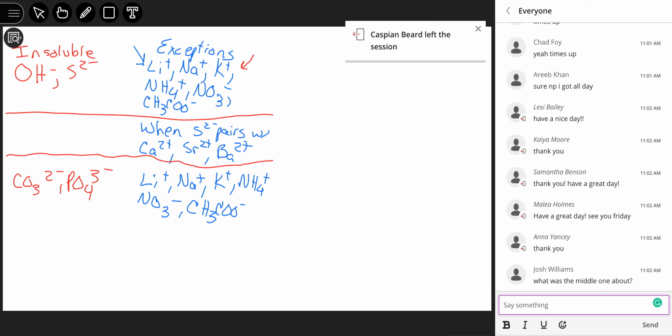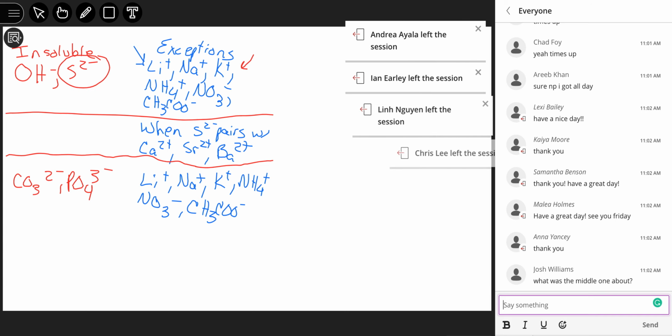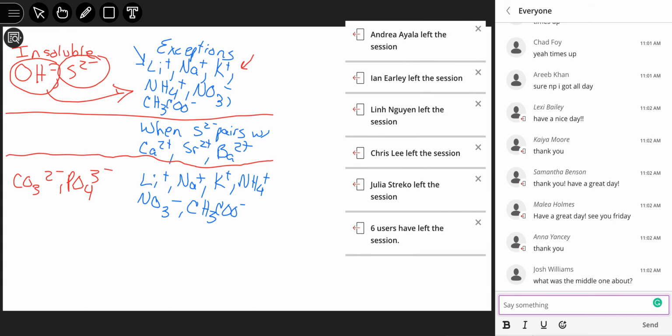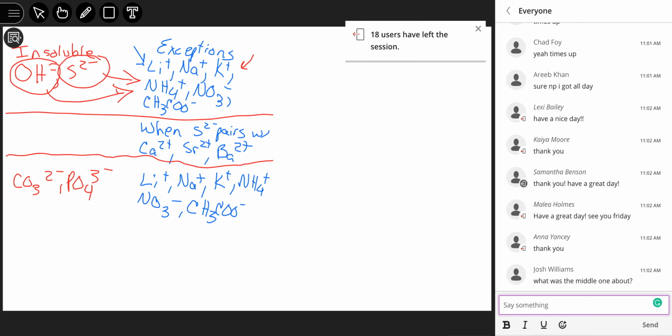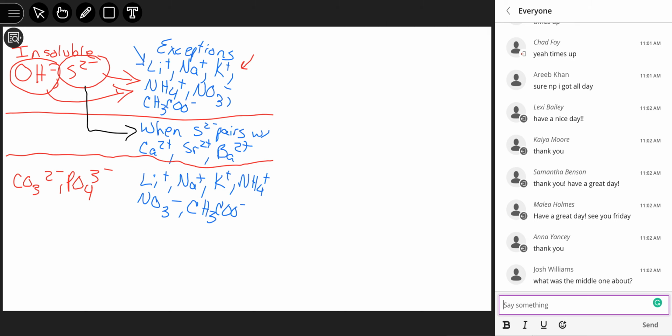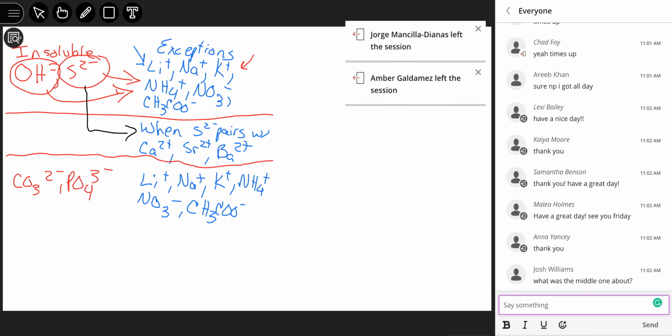Okay, so the middle, this and this, both of them work for that. With the middle one, it's only the sulfur that works with those as insoluble. So if you paired hydroxide with calcium, that should be insoluble. However, if you paired calcium with sulfur, that would be soluble, if that makes sense.